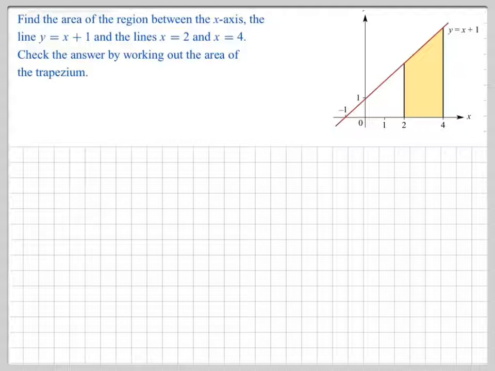What have we got here? Goodness. We've got a graph. And it looks like a linear graph, no less. We've got to find the area. Now, I want you to take particular note of that word, area, okay?